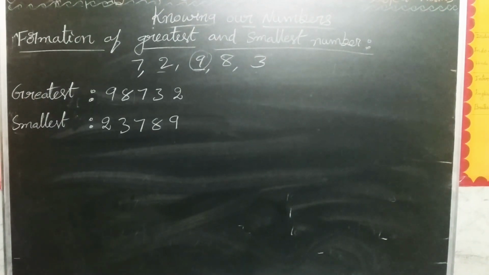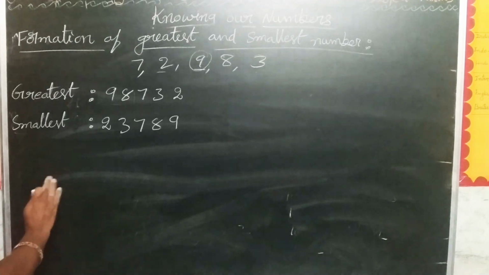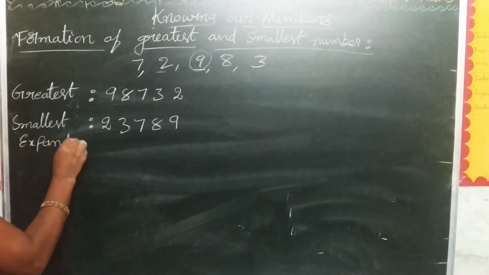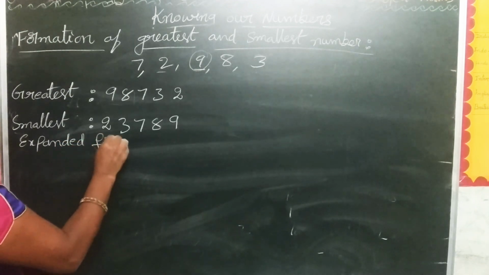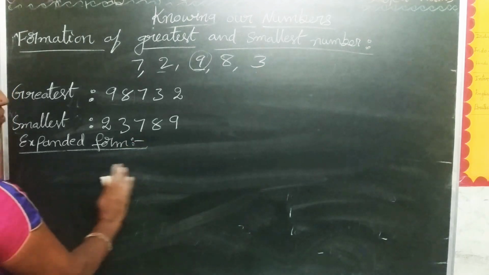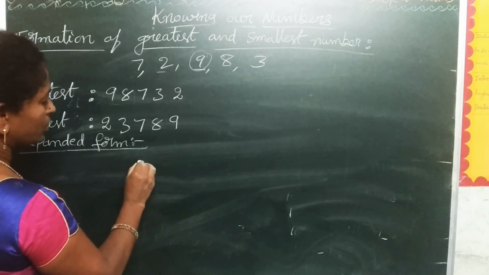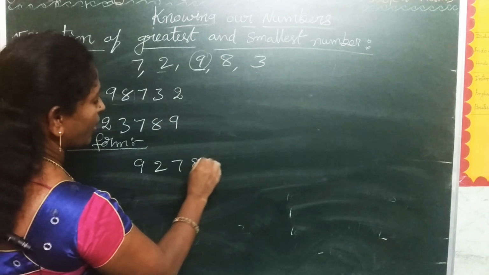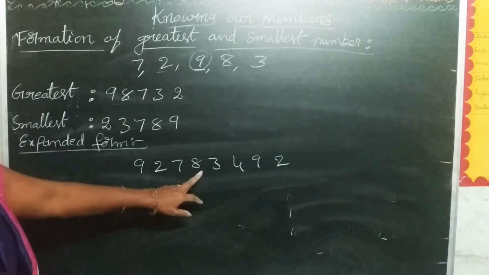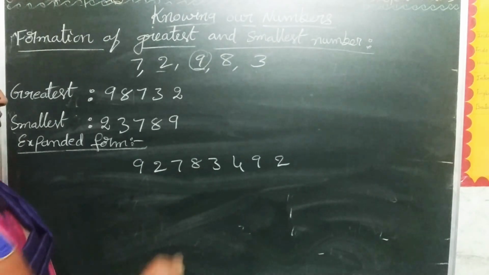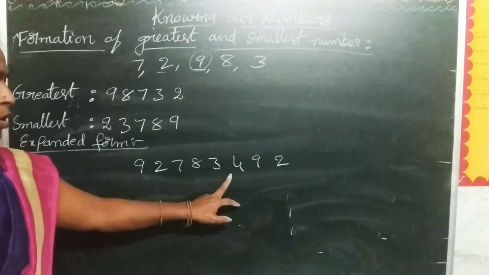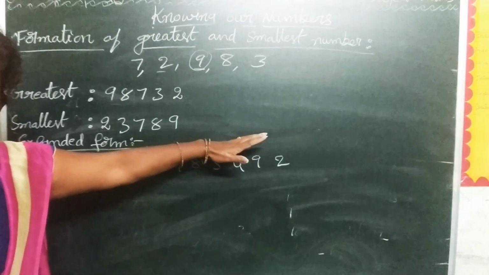And one more I think is left over, expanded form. Now, expanded form means first let us write the number 9, 2, 7, 8, 3, 4, 9, 2. So how many digits does it have? 8 digits are there. When you are writing expanded form, first you have to mark the commas and write the places on the number.